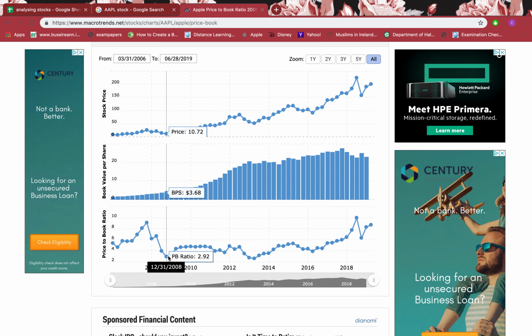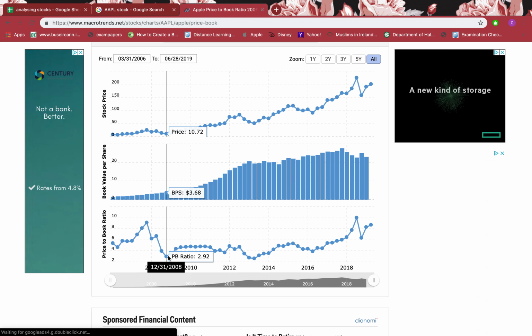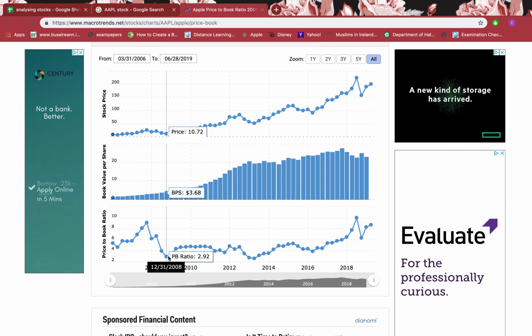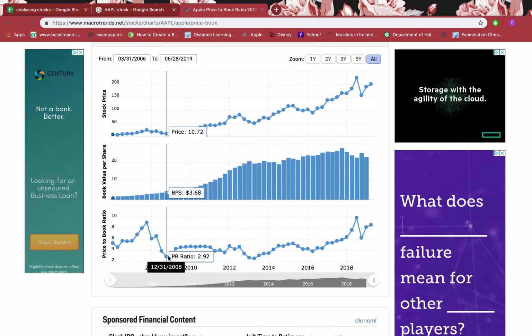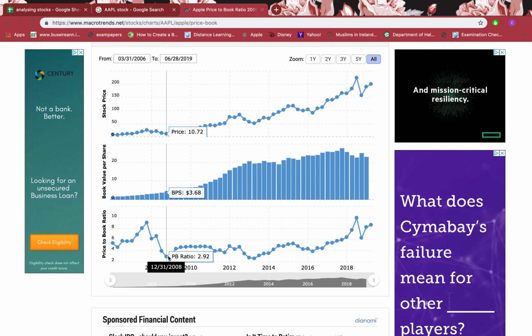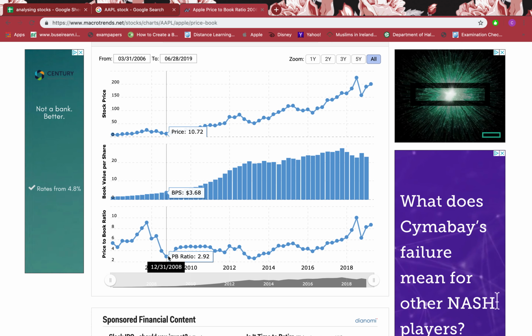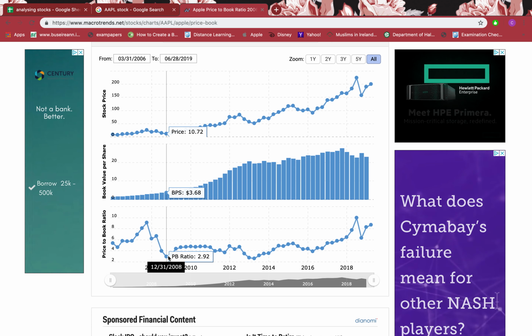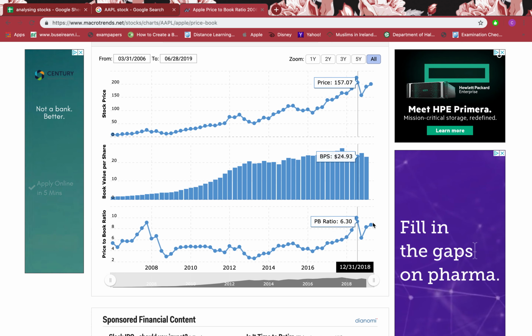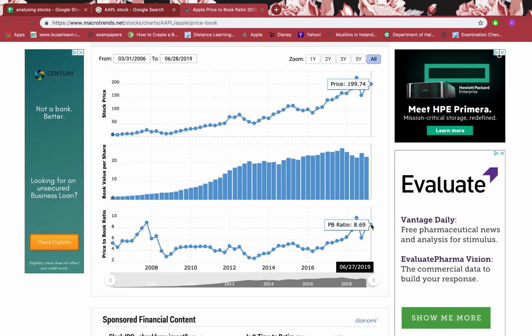The lowest I have is in 2008 December, which is 2.92. Somebody who bought stock at that time bought the stock very cheap. They paid twice or nearly thrice, 3 times the amount, which is still expensive, but still it's cheaper than today. So it's very expensive to buy Apple stock right now. They'll be paying 8 times more money.